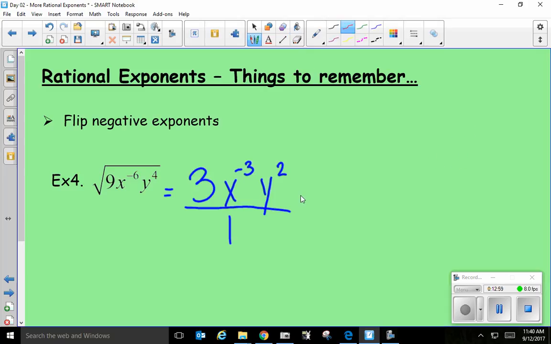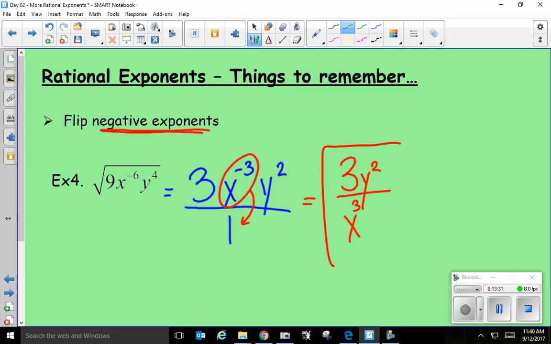So what happens here? You have to flip the whole thing? Whatever has a negative exponent flips. What's the only item on top? Yeah, it's my x. That's the only thing I flip. So now the 3 and the y squared stay on top, and x will turn to a positive 3 on the bottom. There you go.